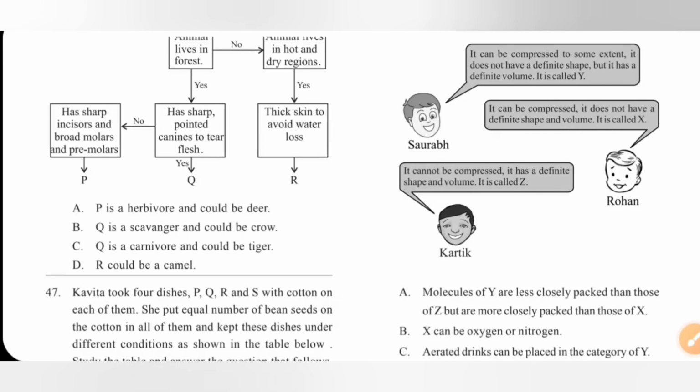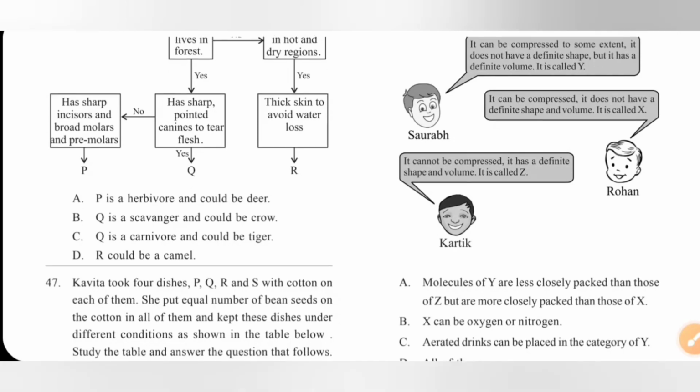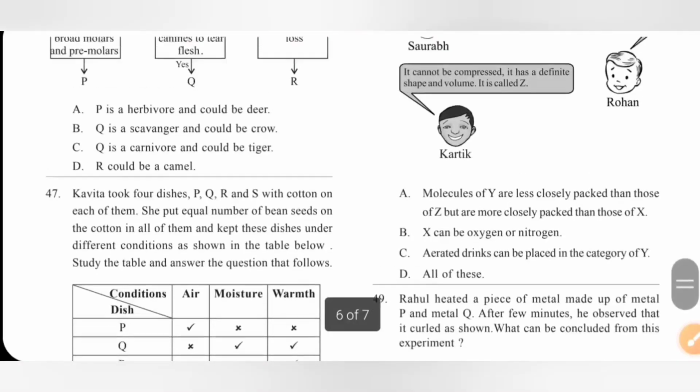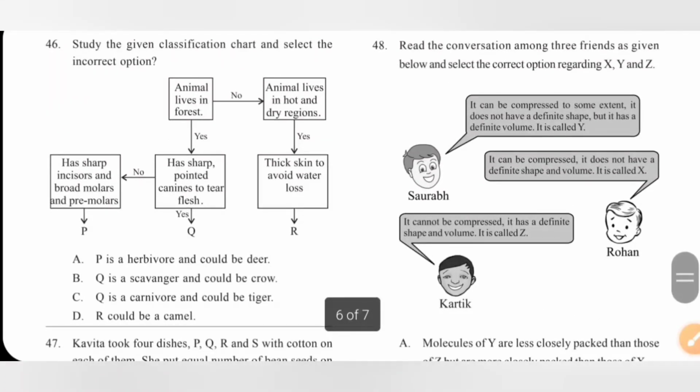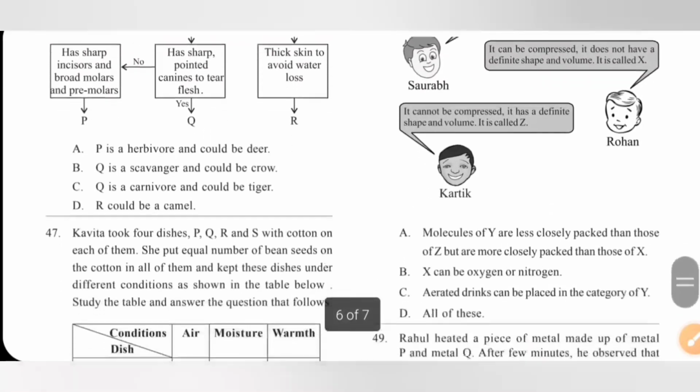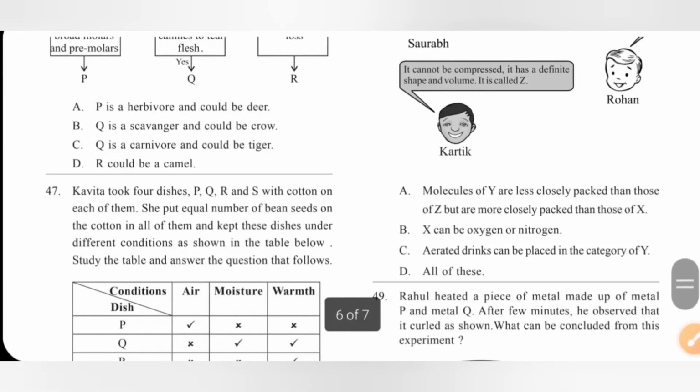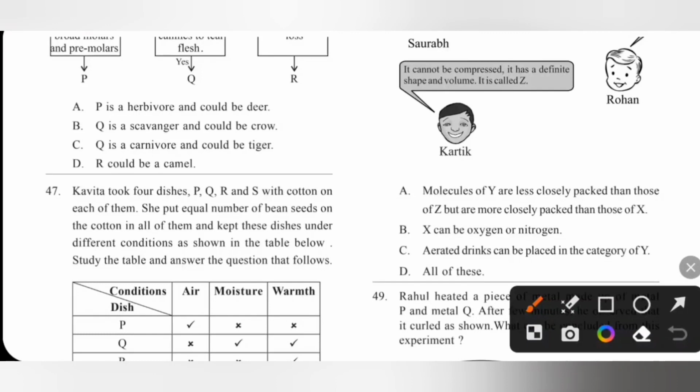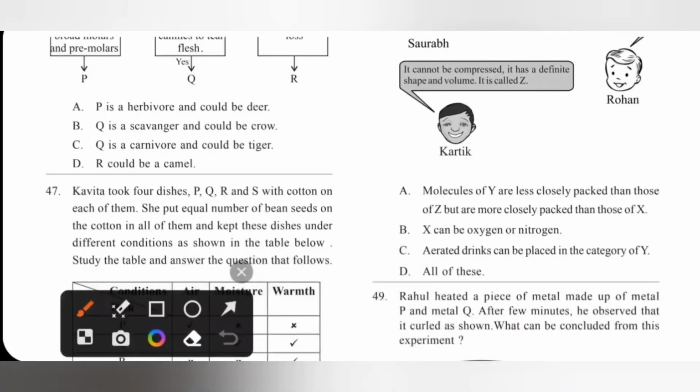Karthik. It cannot be compressed. It has a definite shape and volume. It is called Z. So Z is a solid. So X is a gas, Y is a liquid and Z is a solid. We need to select the correct option regarding X, Y, Z. Option A. Molecules of Y are closely packed than those of X. So it is the correct statement.